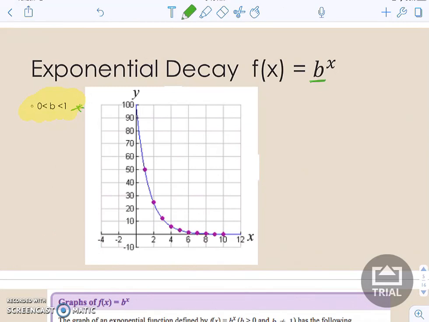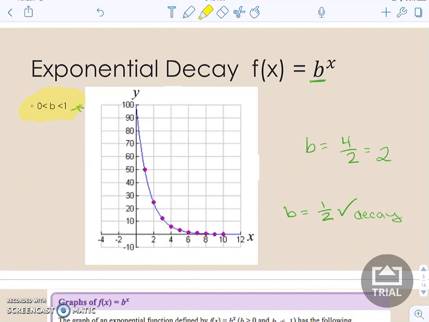Now, don't get confused. A lot of people will see a b value equal to 4/2 and say, oh, that's a fraction. That means it's a decay. No, because you can evaluate 4 divided by 2, and that equals 2. And 2 is actually bigger than 1, so that would be an exponential growth. But if you were dealing with something like b is equal to 1/2, well, yes, now that is between 0 and 1, and that would represent a decay.